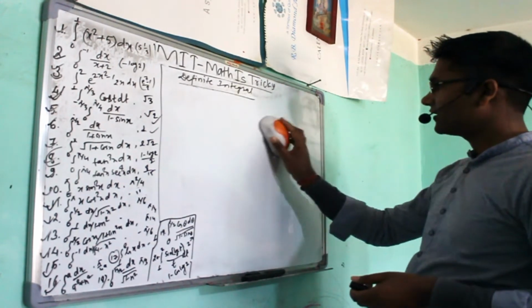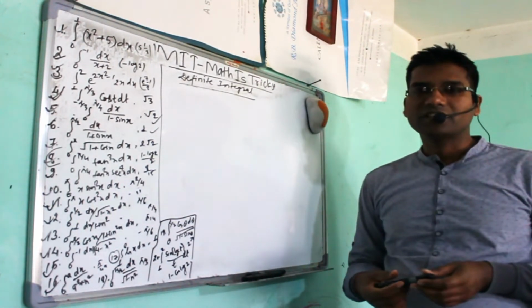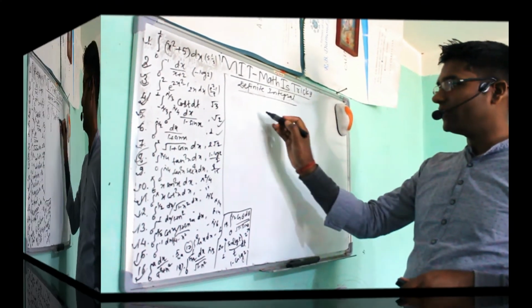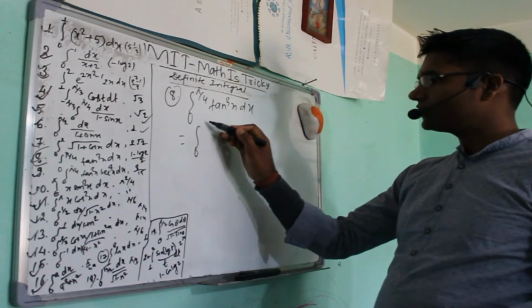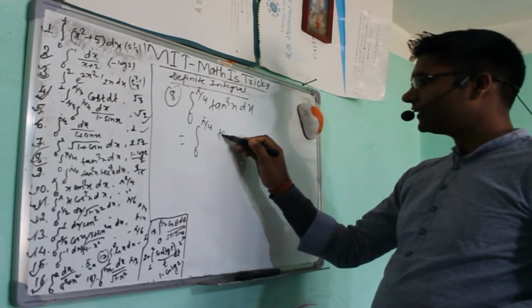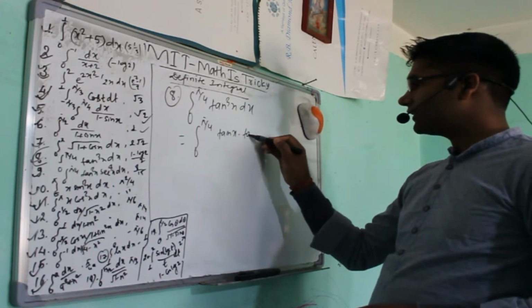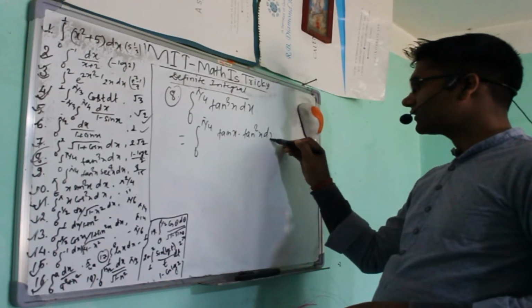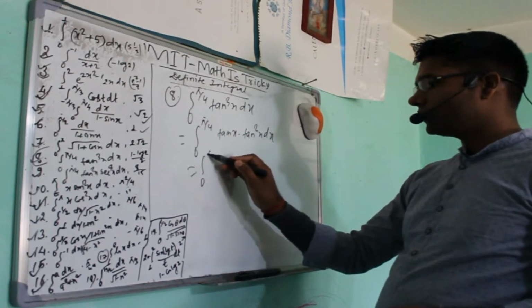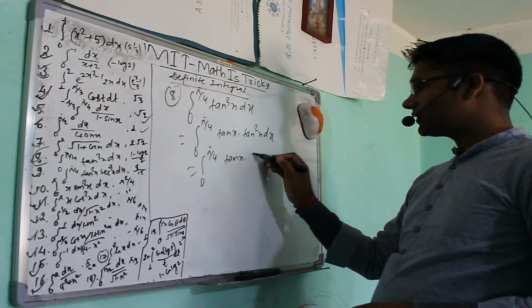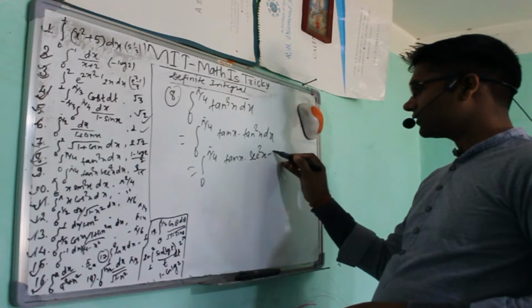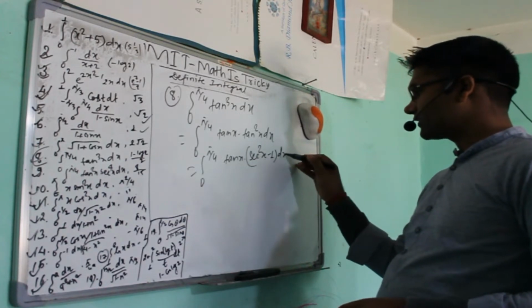And now I will move to question number 6. Question number 6 is integration from 0 to pi by 2 of dx by 1 plus sine x. This is our question. Now we are going to integrate this again as before.